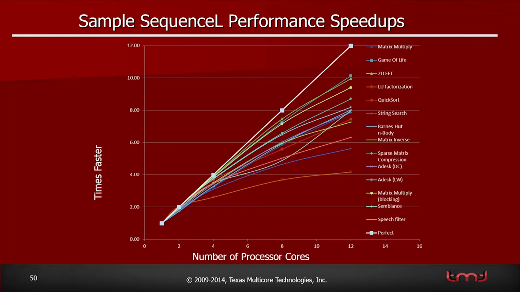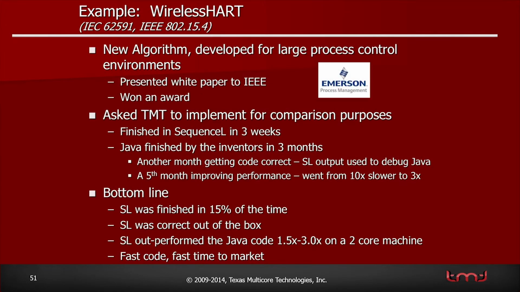Here, we see similar data from many other SequenceL programs written by both customers and TMT developers. You'll notice that most of the programs gain nearly linear speedup, with 2D FFT and Game of Life performing the best. In fact, even LU factorization, an inherently difficult to parallelize algorithm, benefits a great deal from automatic parallelization and is able to make use of many cores.